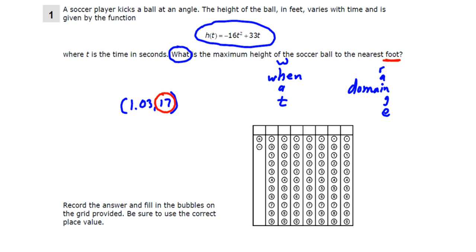So we say, okay, 17. It says record the answer and fill in the bubbles. It's going to be positive 17, but your grid assumes positive if nothing's noted there. So you can put in a plus sign here on the left, and the 1 and 7 can go together consecutively in any two places on this grid and still be a correct answer.